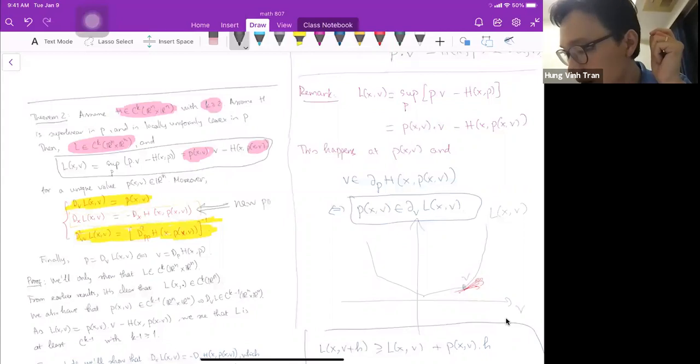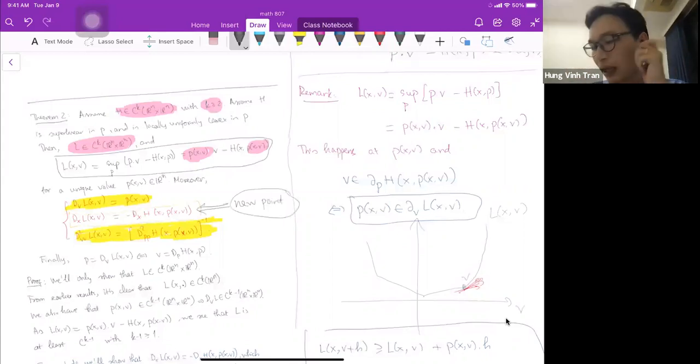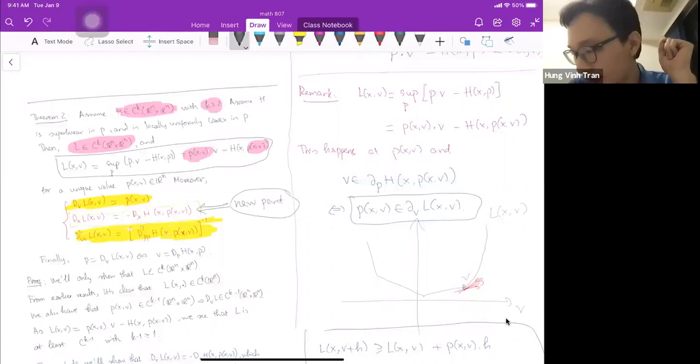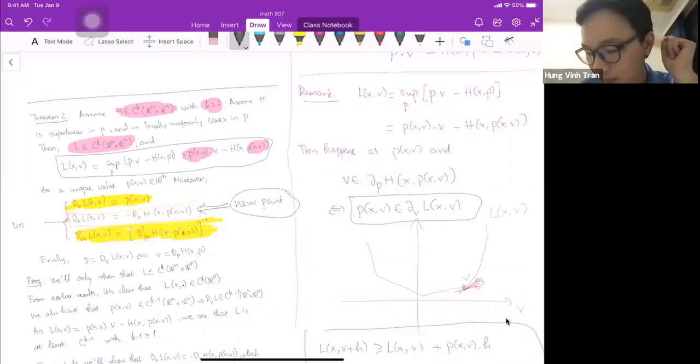And I would say that this new point is rather important. What it says is that when you take d_X of L, it's minus d_X of H, computed at (X, P(X,V)). Okay, and this is important.